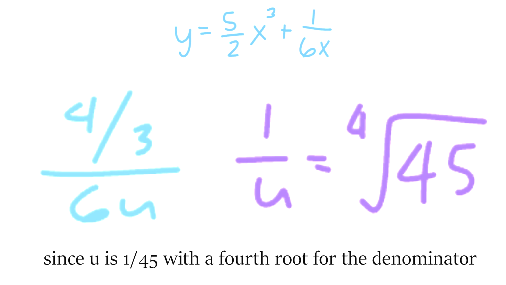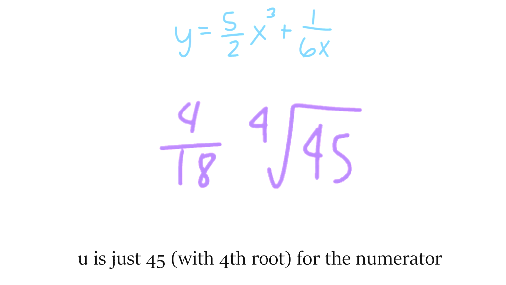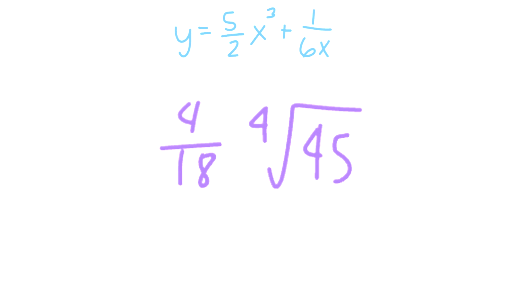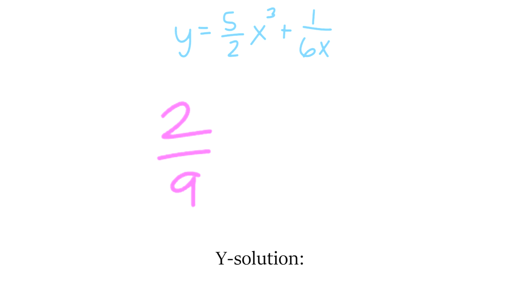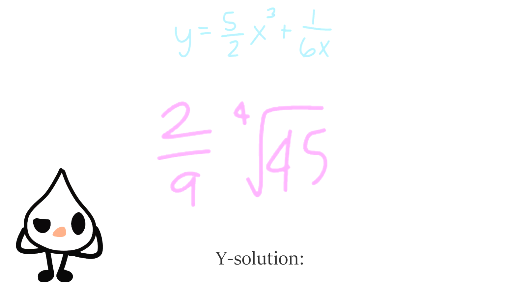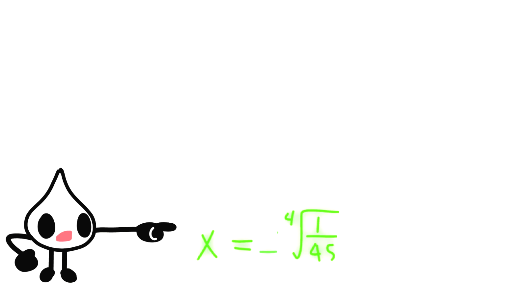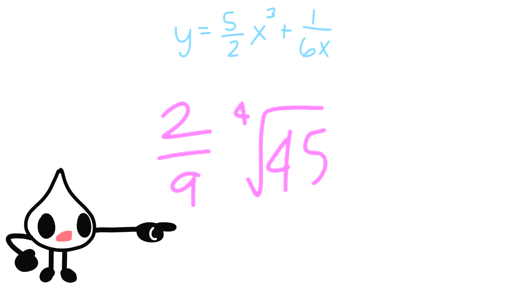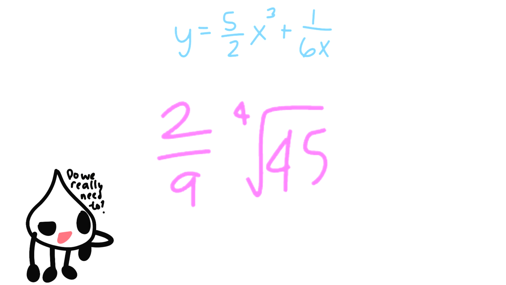Last thing, since u has a 1 over 45, we can actually flip this to 45 in the numerator, with still a fourth root. Simplifying further, we have our y solution, 2/9 fourth root of 45. But we ain't done yet. We still have our negative x value to plug y into. But do we really need to?